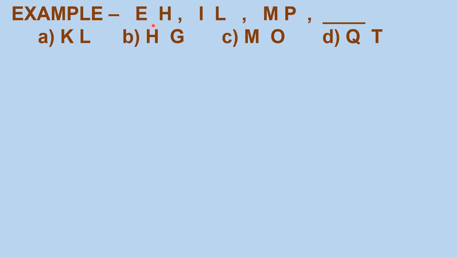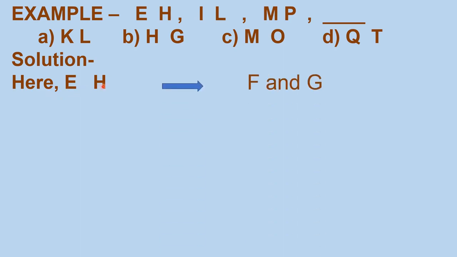Now we have to see there is a relationship between them and we have to find out the relationship between these letters. So here first two letters are E and H. So here in E and H there are two letters missing, that is F and G. Okay, and after H it is written here I. Okay, and what is the relationship between I and L? Again there are two letters missing, J and K, because after I J and K comes, then L comes.